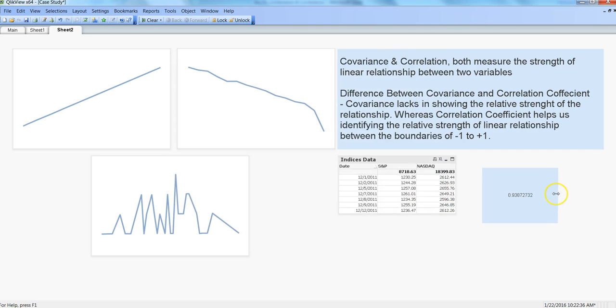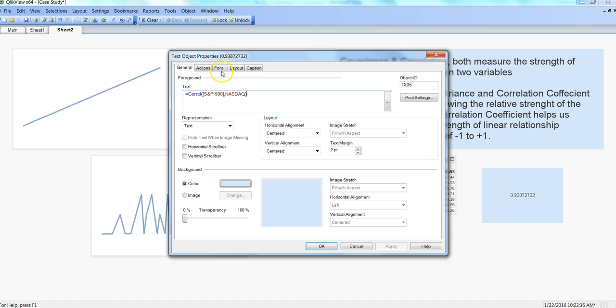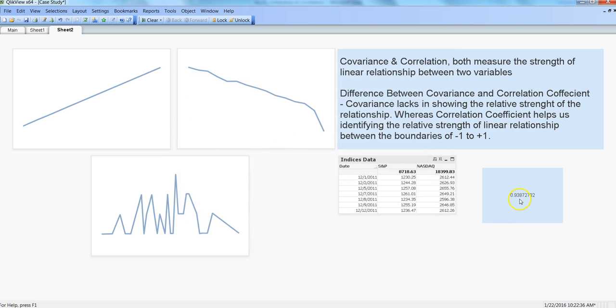And here is the result, 0.93, or 93.9% if we round it off. How can we round it off? We just right click on this, go to properties, and in this case we need to write a function which is Num or Num# and then do a round off. I'm leaving it up to you; I have shown in my previous videos how to do that. But if you convert it into a percentage, that will be somewhere around 93%. Or if we just take the direct value, then it is very close to plus 1. That shows that there is a very strong relationship between S&P and NASDAQ.